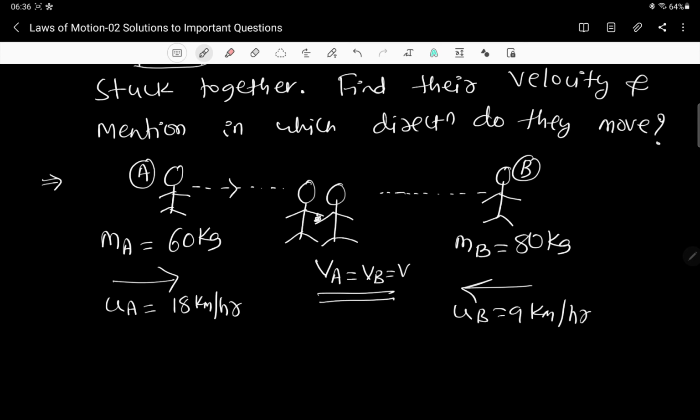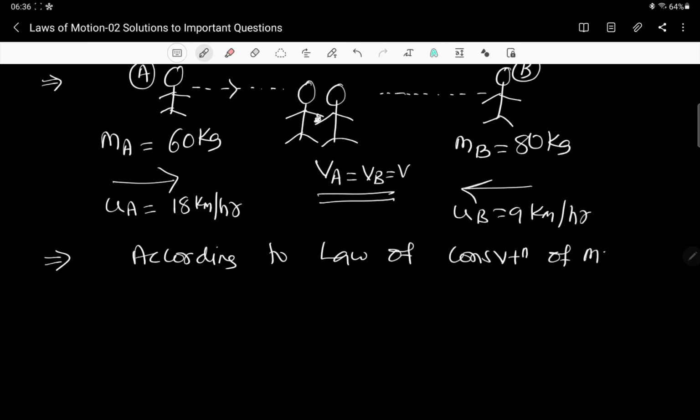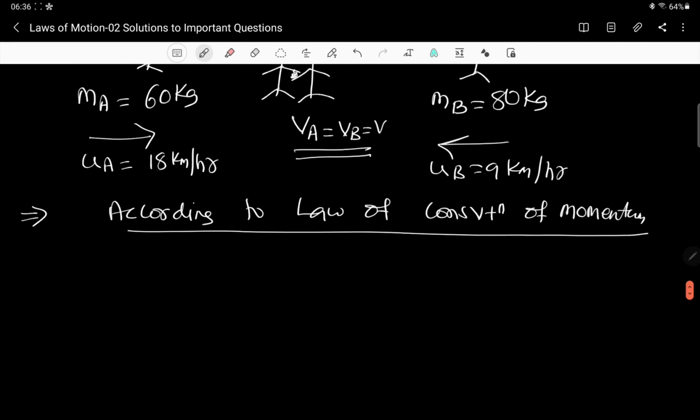Why do they start to move at the same velocity? Because they got stuck together. So that's why you can apply the law of conservation of momentum here. So according to the law of conservation of momentum, what can you say? You can say the sum of momenta before collision is equal to the sum of momenta after collision.